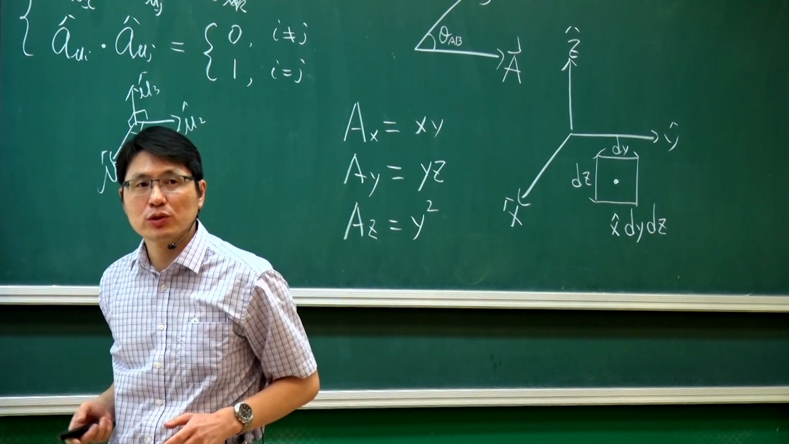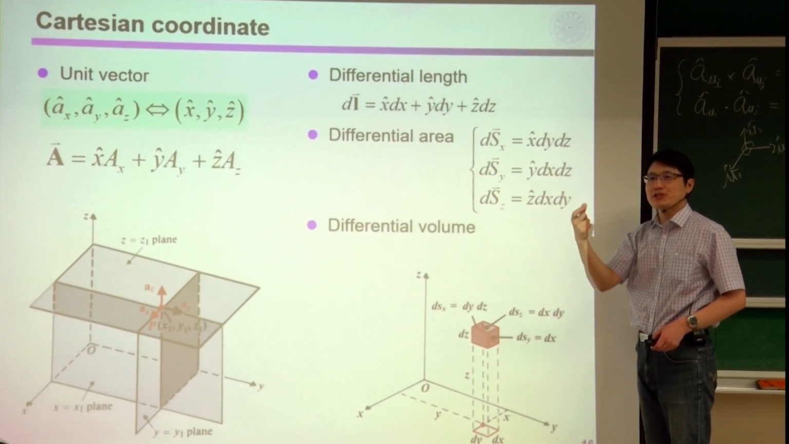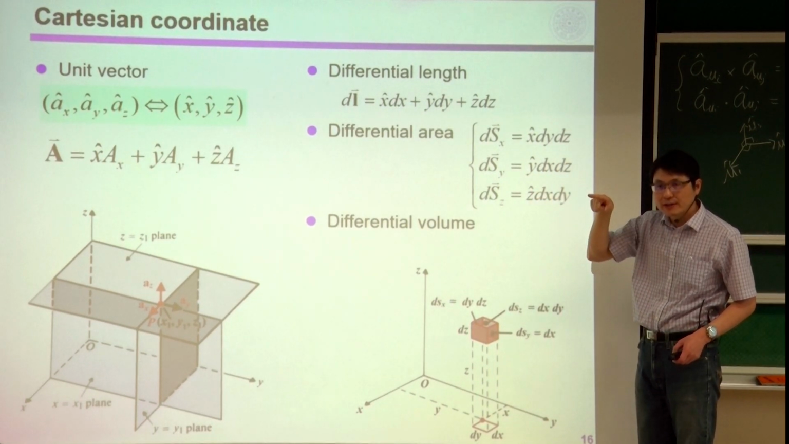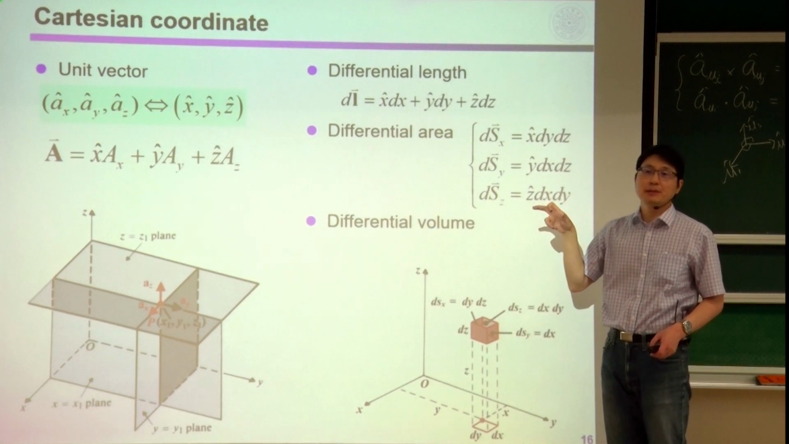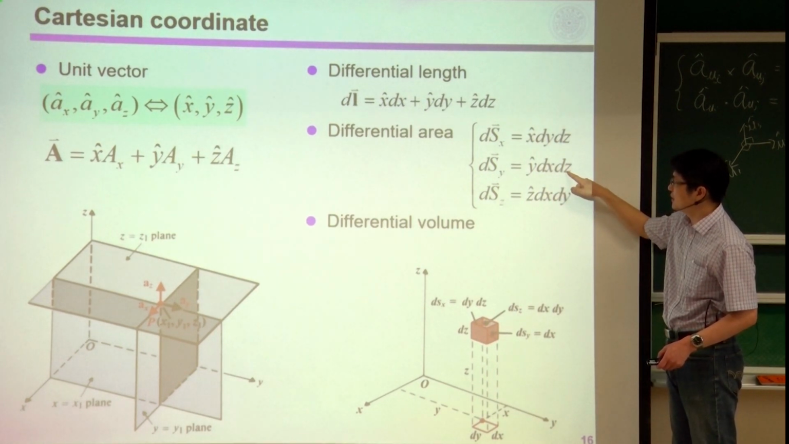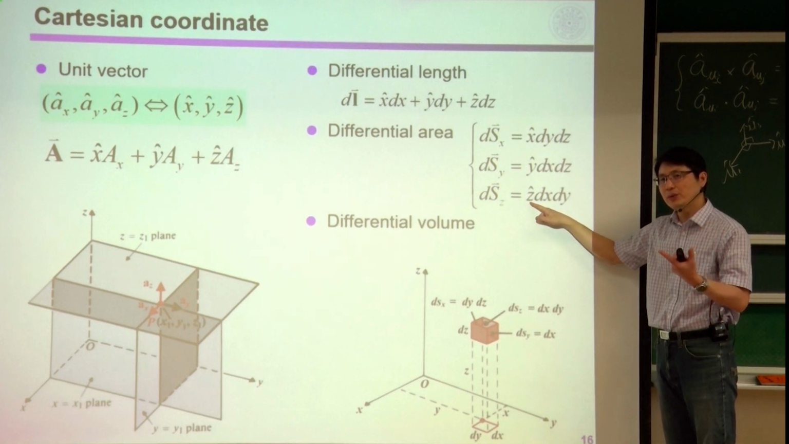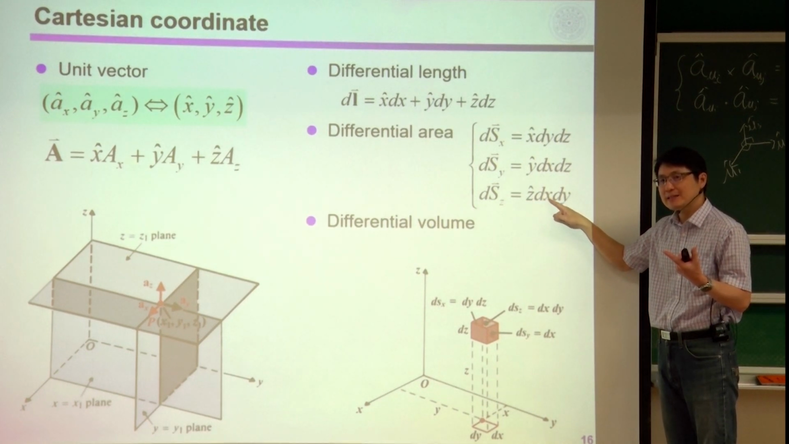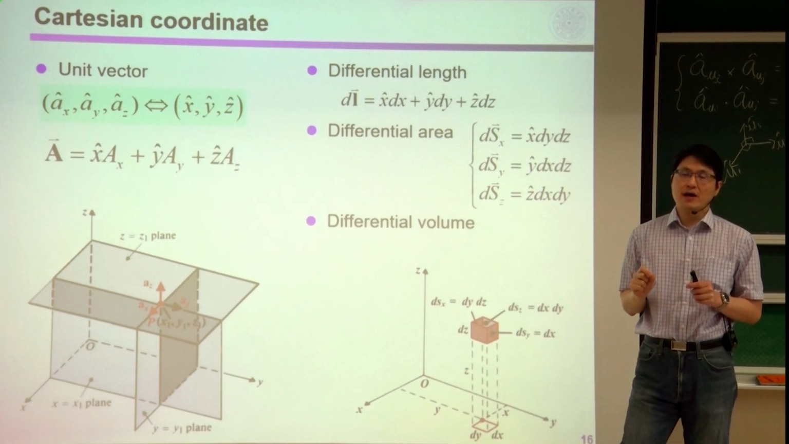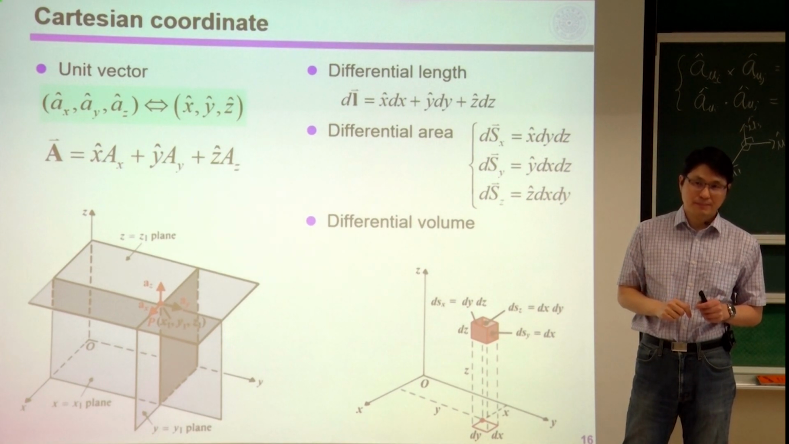Okay, so let's come back to the PowerPoint. So the other two differential areas would be, if you have a small square in the y direction, the direction is in y, then its magnitude must be determined by the differential length in the x and z direction. So dx dz. If you have a square in the z direction, then its magnitude, the area, must be determined by dx times dy. This is a direct consequence of the vector cross product that we mentioned last Wednesday.